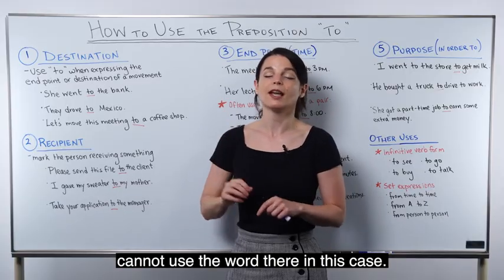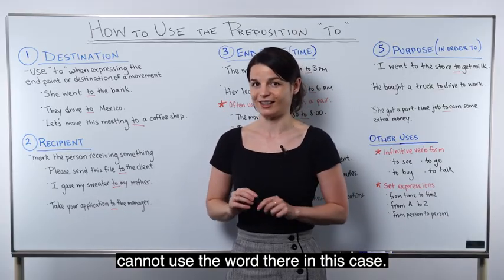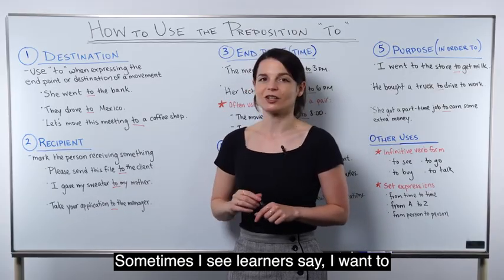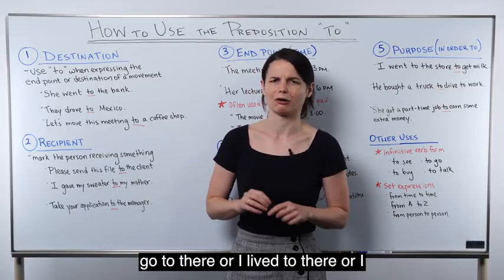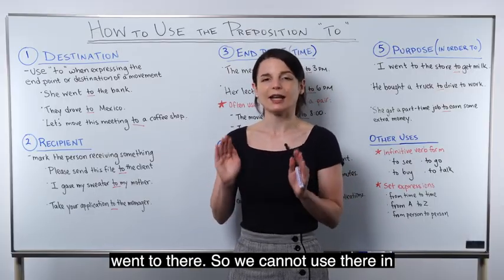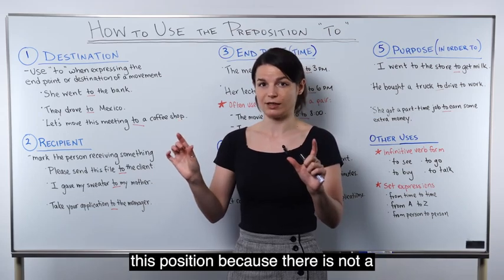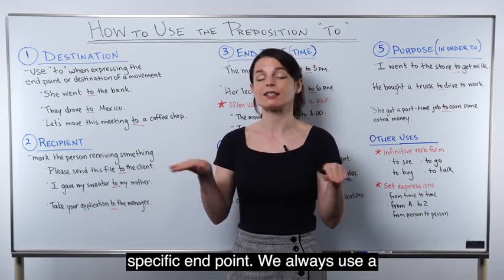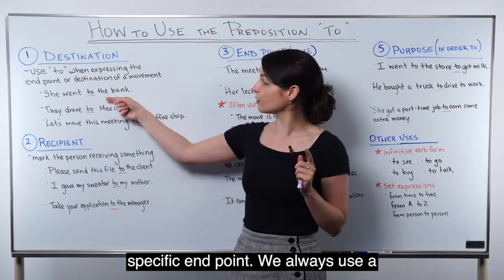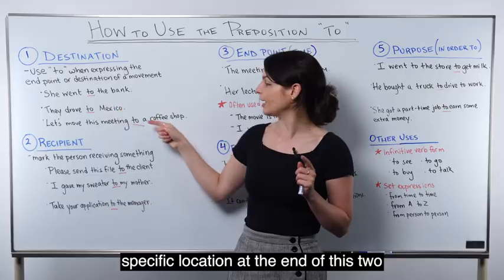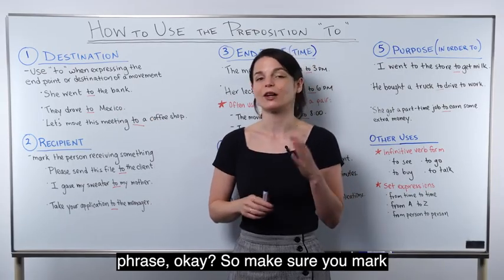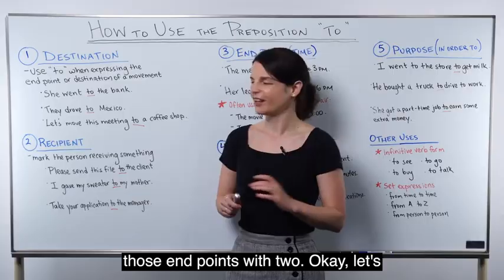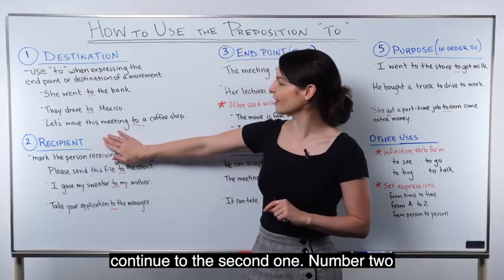Please keep in mind you cannot use the word there in this case. Sometimes I see learners say, I want to go to there, or I lived to there, or I went to there. So we cannot use there in this position because there is not a specific endpoint. We always use a specific location at the end of this to phrase, okay? So make sure you mark those endpoints with to. Okay, let's continue to the second one.